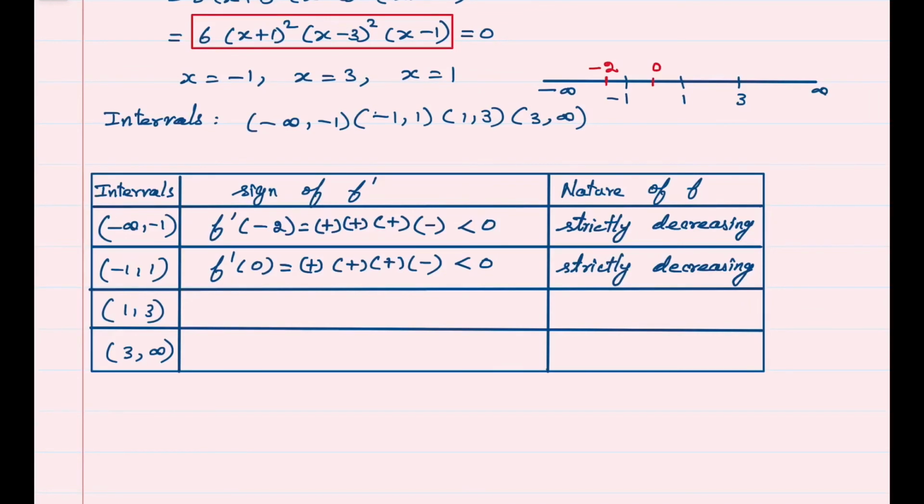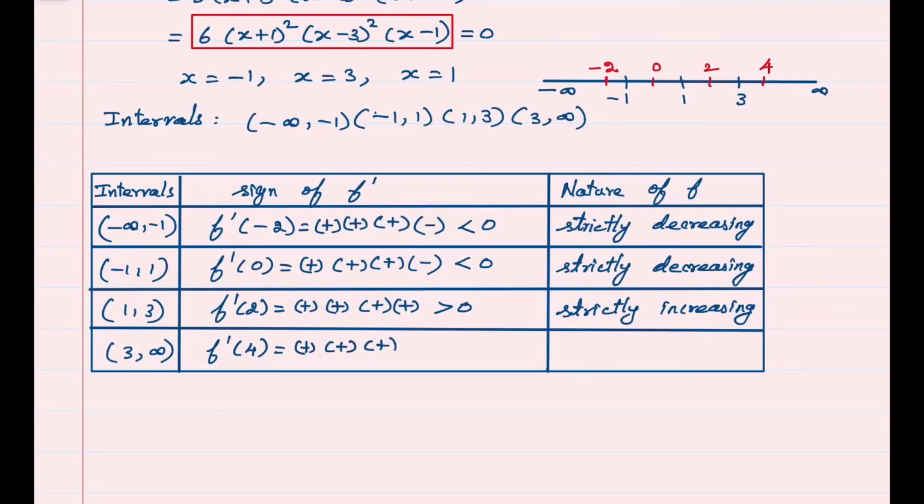Now, for the third interval, we will substitute 2 and check. f dash of 2. First three terms are positive. Now, the last term 2 minus 1 is positive, which is greater than 0. Therefore, f strictly increases in this interval. Now, the last interval, we will substitute 4 and check. f dash of 4. First three terms are positive. 4 minus 1 is also positive, greater than 0. Therefore, f strictly increases in this interval.